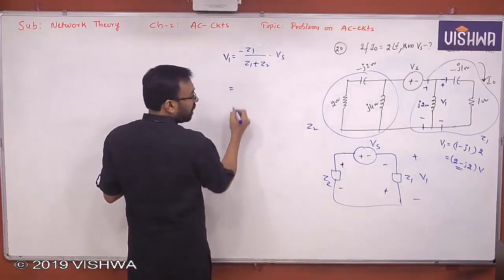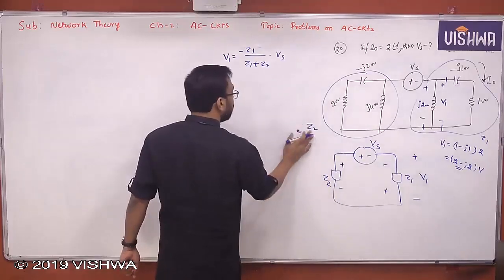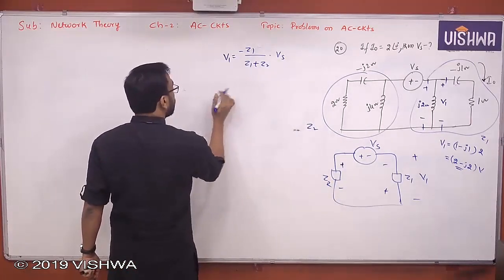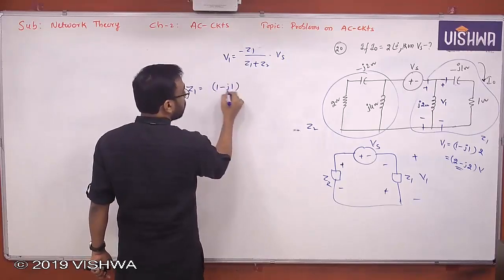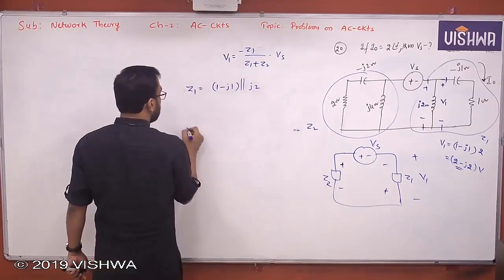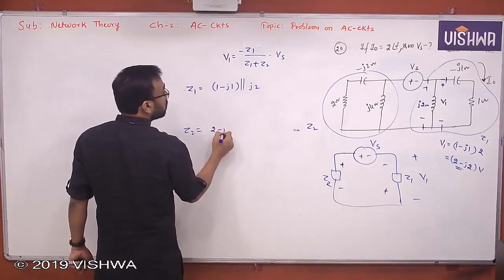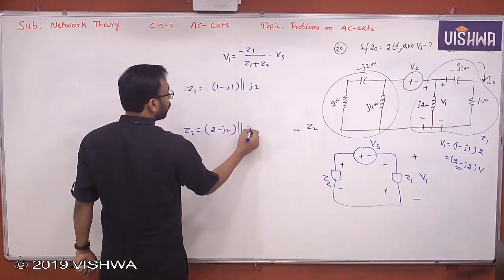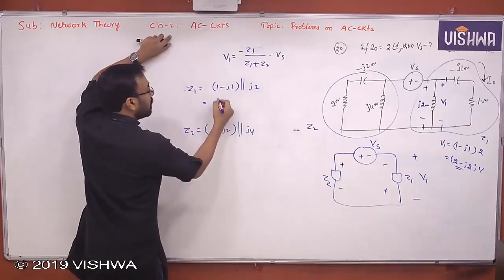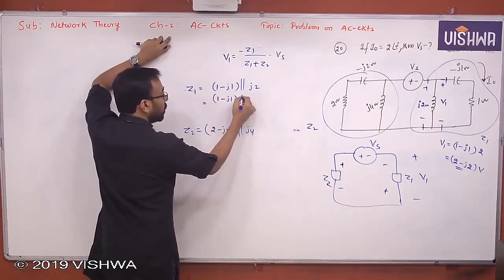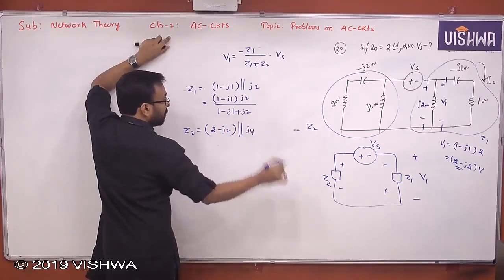So what you get here is Z1, but let me find what is Z2 here. What is Z1 actually? Let me find first. Z1 is nothing but (1 minus j1) parallel to j2. Z2 is nothing but (2 minus j2) parallel j4. Understand all of you? So what is (1 minus j1) parallel j2? (1 minus j1) into j2 by (1 minus j1 plus j2). Clear all of you?